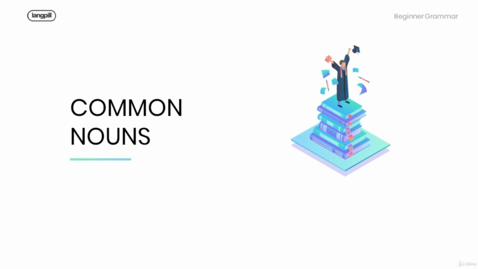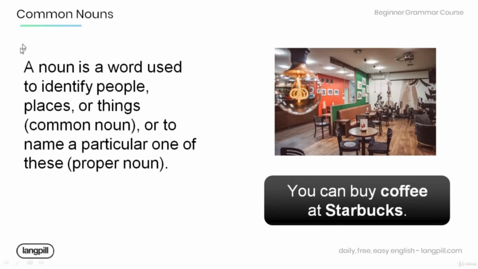Let's get started. Okay, so a noun is a word used to identify people, places, or things. These nouns are called common nouns, or a noun is a word used to name a particular one of these, and that is called a proper noun.